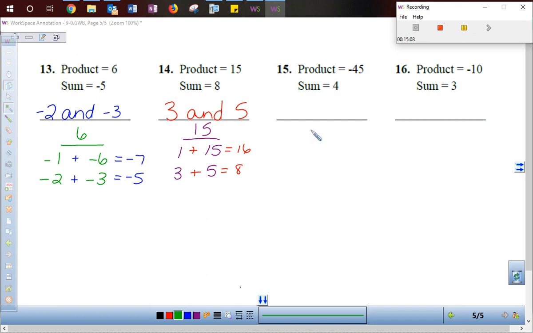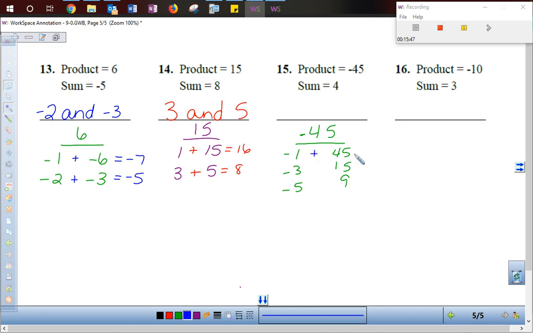Let's try it again on number 15. I want the product to equal negative 45. If I list the factors of 45, I have 1 and 45, 3 and 15, and 5 and 9. But this has to be negative, so that means one of these terms, one side, left or right, has to be negative. Now if my sum equals a positive 4, that means I want the bigger numbers to be positive. So this side will be negative. Now we need to find out which two add together to be positive 4.